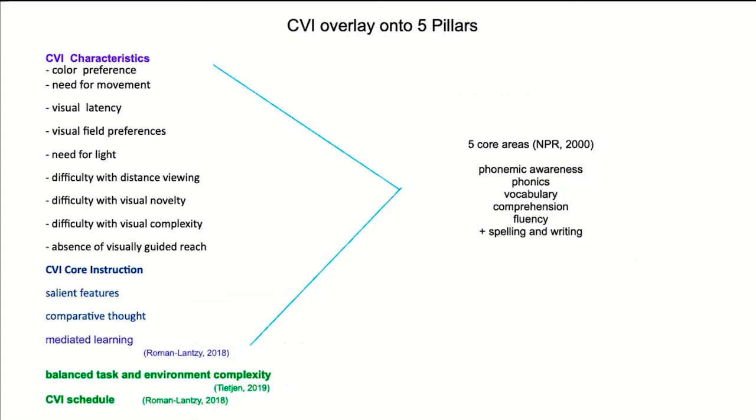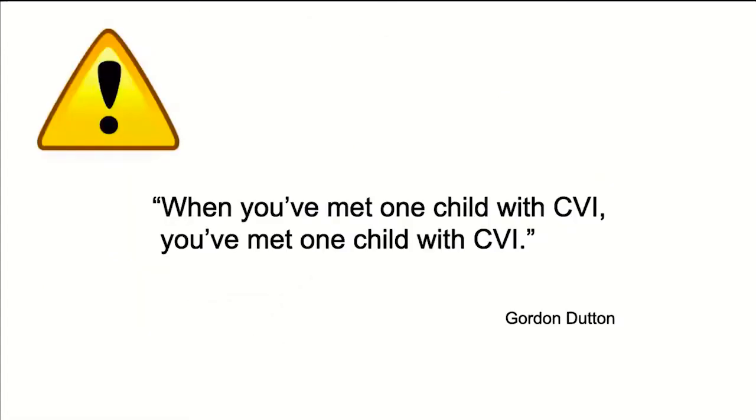All of the CVI overlay then is used with instruction in the core areas of literacy, which include phonemic awareness, phonics, vocabulary, comprehension, fluency, and I've added spelling and writing because although they were not part of the National Reading Panel report, they were not studied, they are a part of effective literacy instruction. I hope you've heard this before because this is very important. When you've met one child with CVI, you've met one child with CVI. Children with cortical visual impairment are a diverse group. The characteristics are what they all have in common, but those characteristics will be unique to each individual.